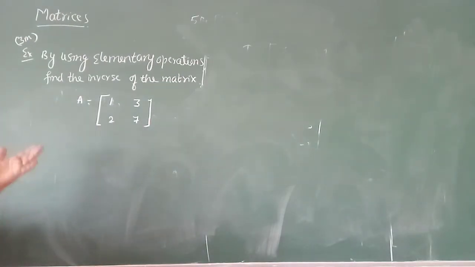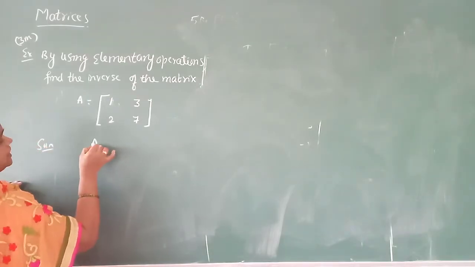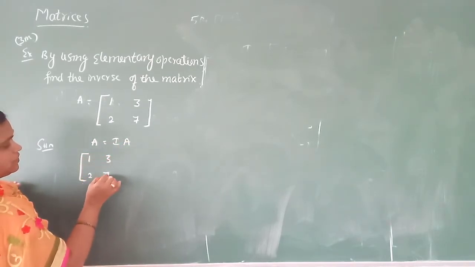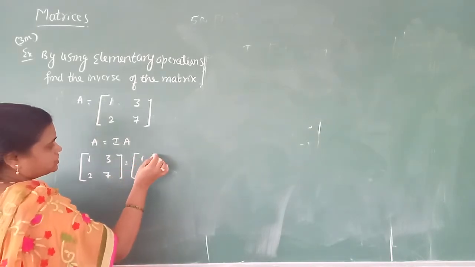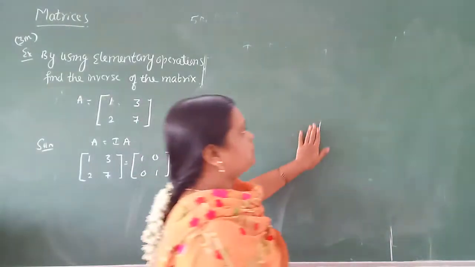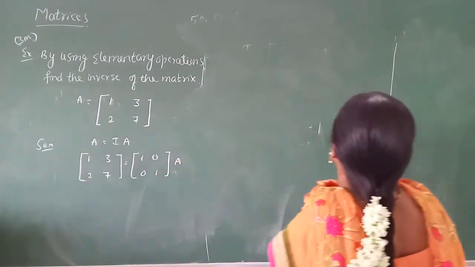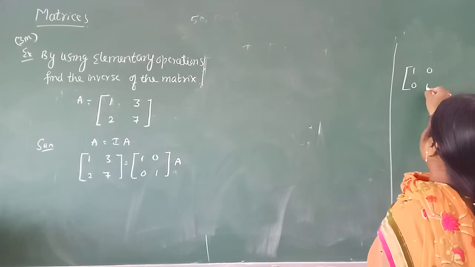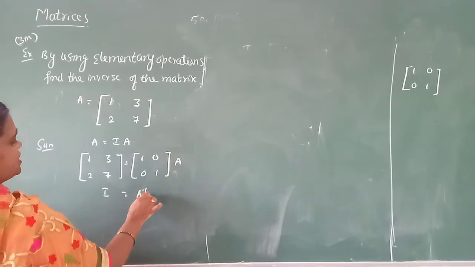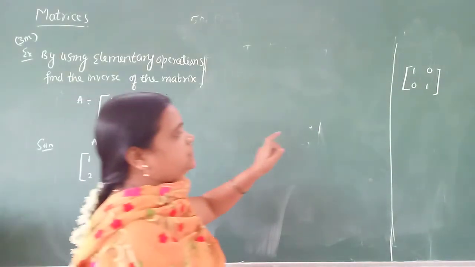And you know how to calculate the solution. We can write the solution as: let A is equal to IA. What is our A? 1 3 2 7. What is our I? 1 0 0 1, into A. And the very first step, you know that the left hand side is 1 3 2 7. We are converting it in terms of 1 0 0 1, nothing but the identity matrix I, so that I can get the A inverse. For that, the very first element is 1. 1 is there or not? See, 1.